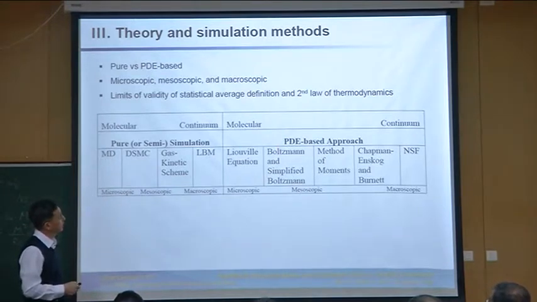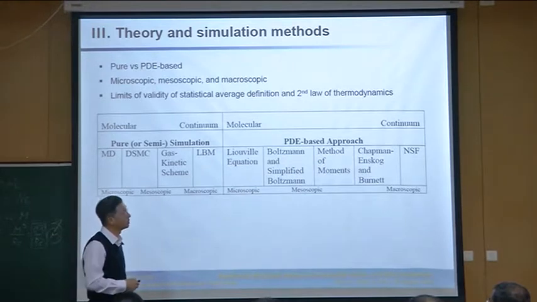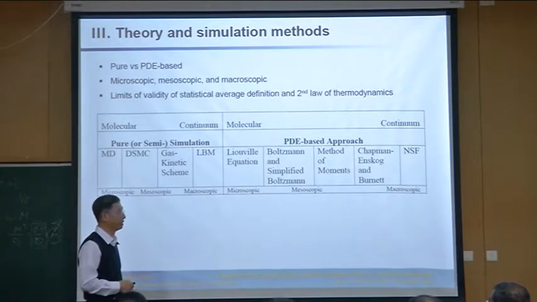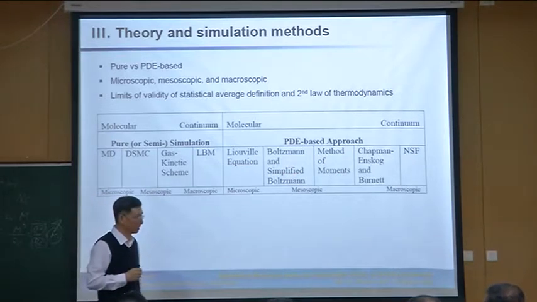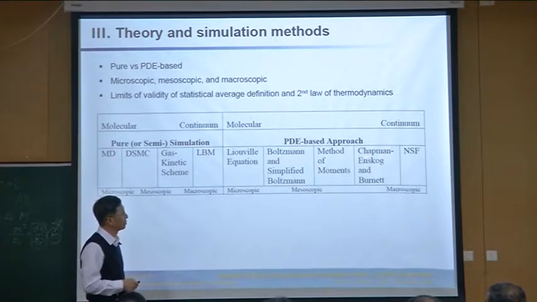And on the other end, the PDE based form is the Liouville equation, before the Boltzmann equation. Once you introduce molecular chaos, where irreversibility comes in, that becomes the Boltzmann equation. And then you can simplify the Boltzmann equation, particularly the Boltzmann collision integral, with some relaxation model and so on. And then the method of moments. I'm focused on this one in these lectures. And the Chapman-Enskog method and so on.